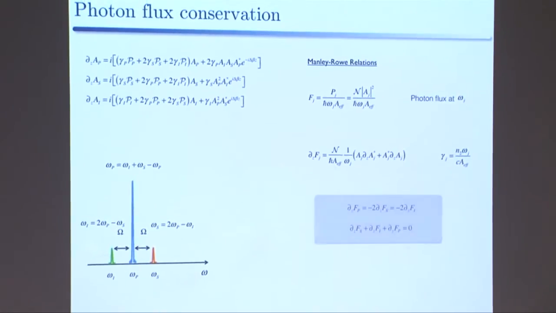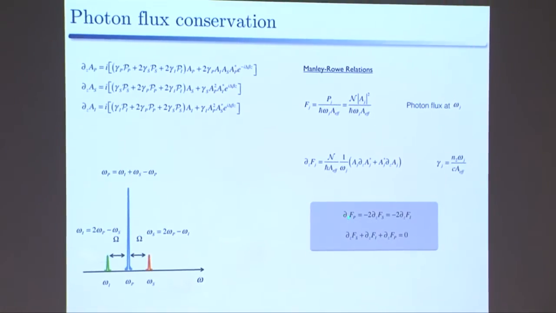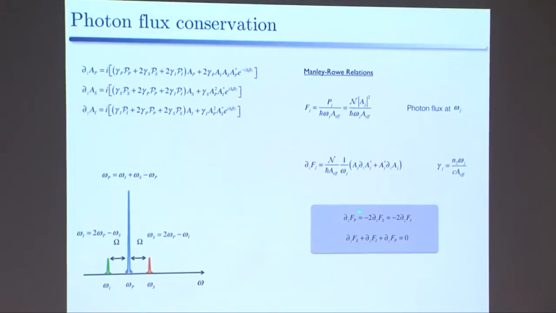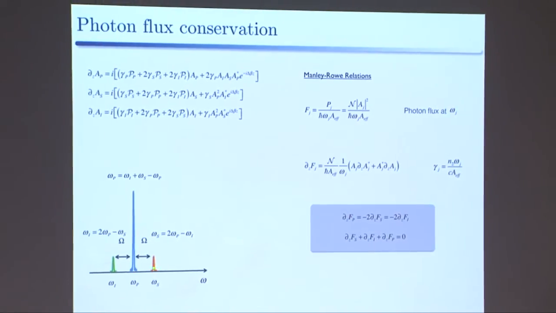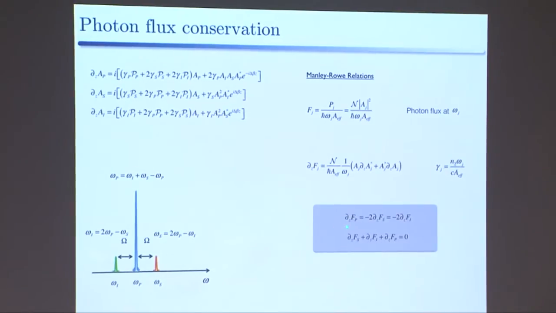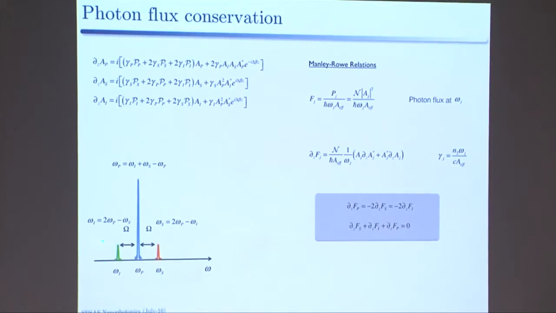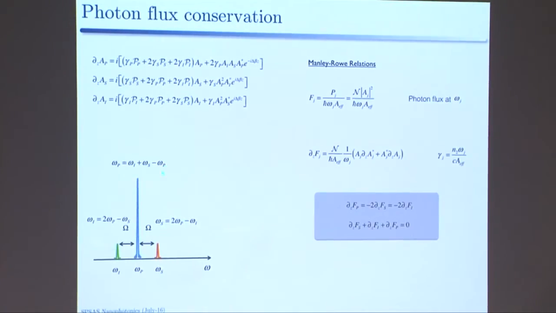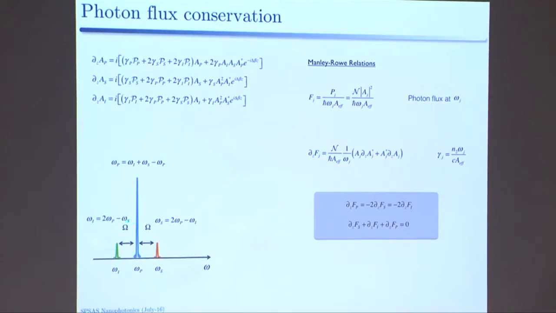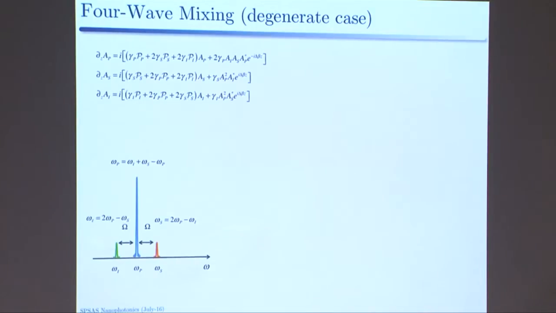And you can prove by using these equations the following: that the change in photon flux at omega p is twice, and negative, the change in photon flux at omega s and omega I. And that simply represents that two photons that are annihilated here create one photon here and one photon there. Right? So that's why you get this from the classical equations, and so the total flux is conserved. Again, we ignored absorption. Oh well, so let's go and try to solve this.